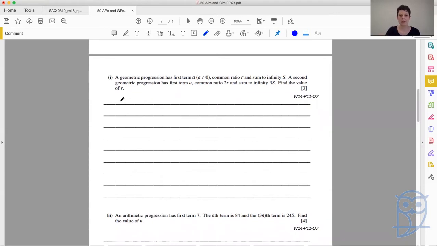Let's have a think about this. We have our first GP, which goes a, r, and s. We have our second GP, which also goes a, but then goes 2r, and then 3s. So first term, ratio, and sum to infinity. From here, we can see that s equals a over 1 minus r, and 3s equals a over 1 minus 2r.